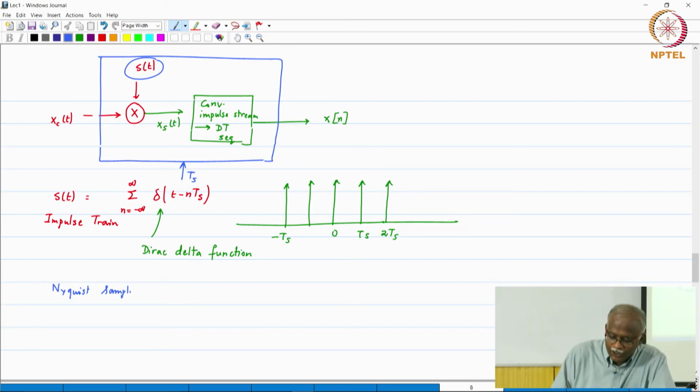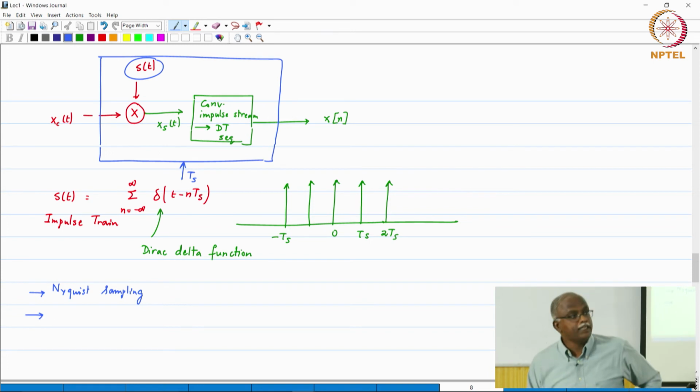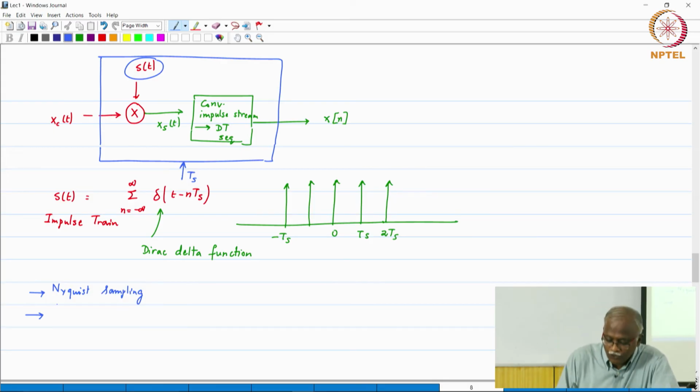Nyquist sampling has to be satisfied if you want to do reconstruction. The important questions that we will be asking in the process of the course is, what happens if I replace Ts with Ts over 2, or Ts over k, some integer value, or what happens if I replace Ts with Ts times k?